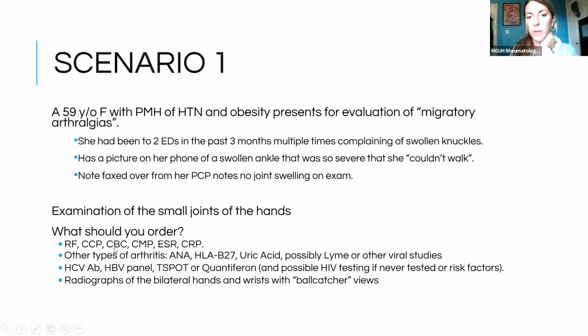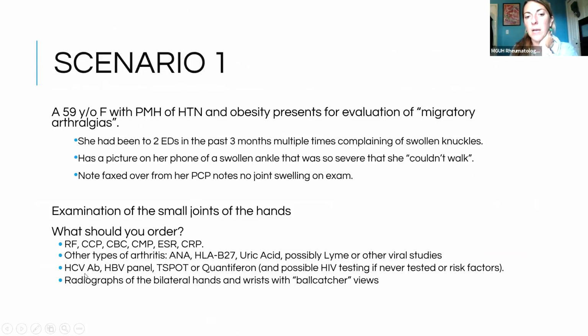We talked a little bit about getting the basic stuff, CBC, CMP. You want your RF and CCP, your inflammatory markers. To evaluate further for other types of arthritis, ANA is potentially useful. HLA-B27 comes with a lot of baggage, right? I probably wouldn't check it in this situation. But you want to just be thinking of other things that could explain her symptoms as well.